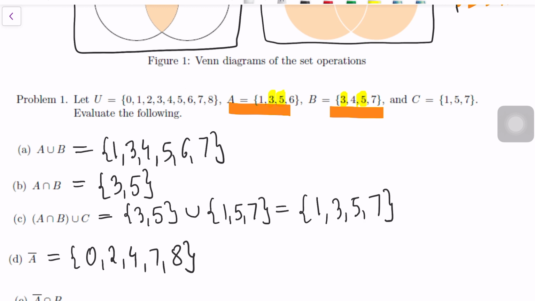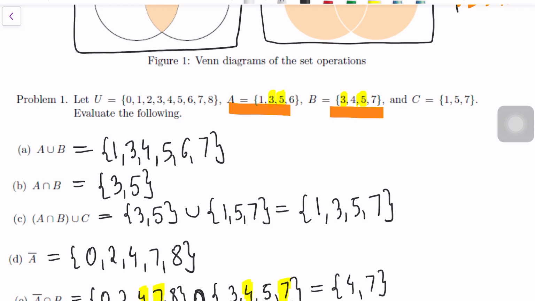Okay. And finally, A complement intersection B. We know the complement, we have it above. I'm just going to rewrite it, because sometimes it's easier to write those two sets side by side. So 0, 2, 4, 7, 8 and 3, 4, 5, 7. Remember, intersection, this upside down U, means what they share in common. So I'm going to highlight what they do have in common. They have 4 and 7. So that would be the set that has those two common elements in it.